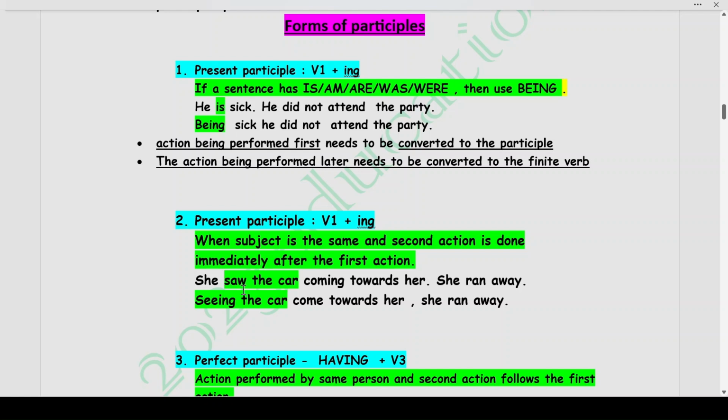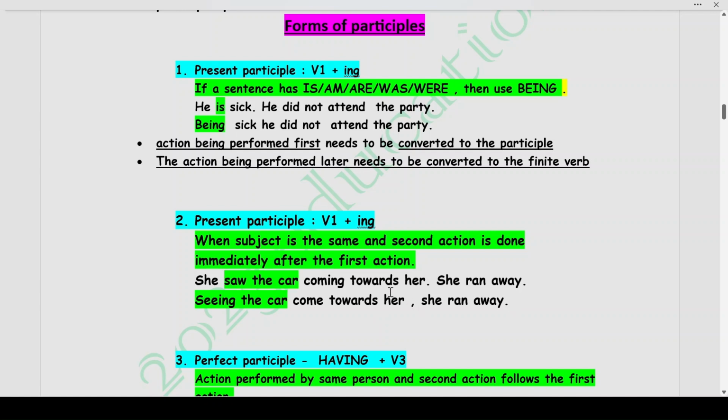So in this kind of sentences where the subject is the same, what is the subject in both these sentences? She. She and she, in both sentences, the subject is the same. So how do we combine these two sentences to make a simple new sentence? We will change this verb saw to the present participle. That means saw becomes V1 plus ing. What is the V1 form of saw? See. So see plus ing becomes seeing. So saw becomes seeing. Seeing the car come towards her, she ran away.